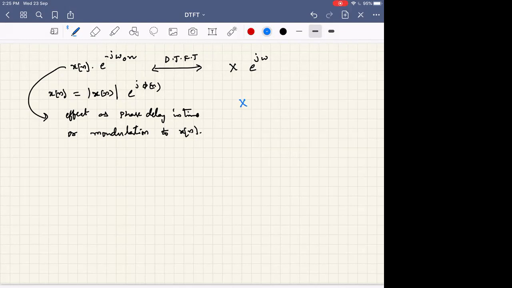Now where should I start? I will start here. Say I will denote this as x1 of n, let it be. If this is x1 of n, I will write x1 of e power j omega. This is not exactly x of e power j omega. Even if you wish, you can also write y of n as well. So I am just writing x1 of n, it's fine. It is equal to, how should I write here? We again go by expansion.